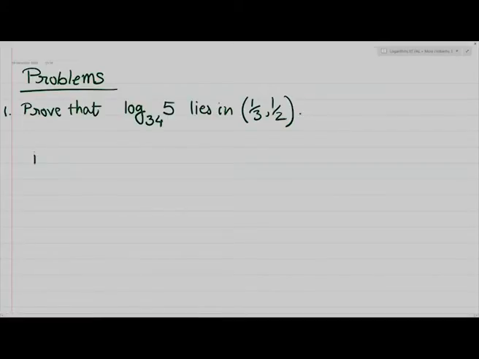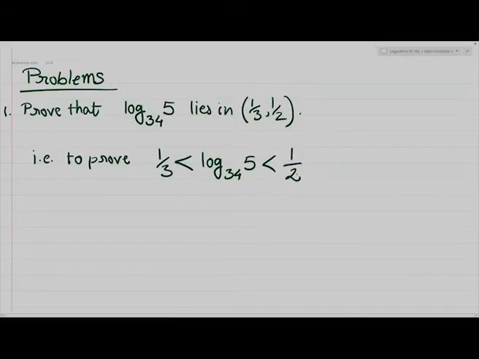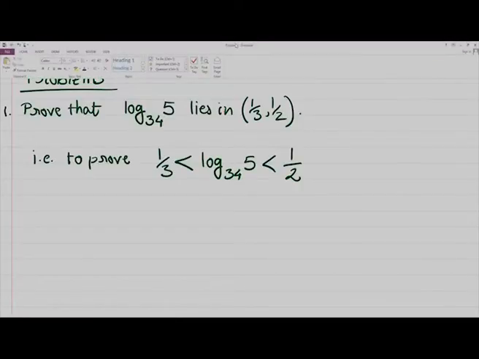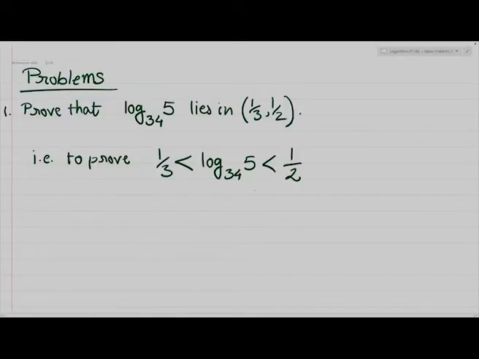This is to prove 1 by 3 is strictly less than log to the base 34 of 5, which is less than 1 by 2, right. Can I solve it directly? Yes, I can, but let me make it into two parts. So let us take the first part. Let me change the color. Let us use this part separately and this part separately.